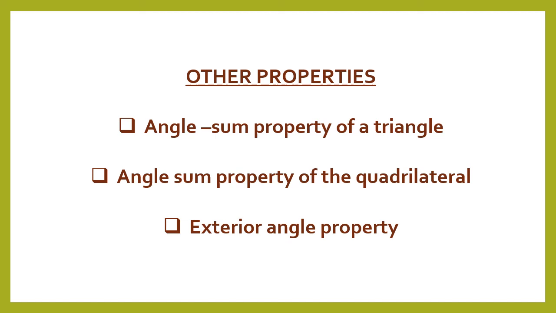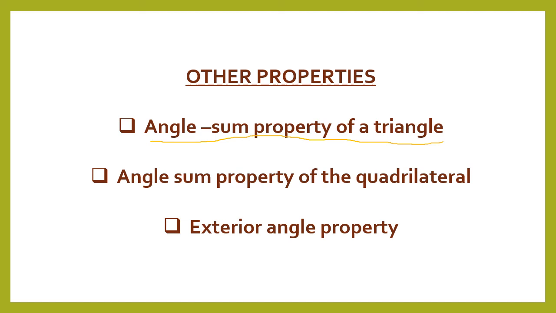And the other properties we discussed in this exercise to solve the problems: the first one is the angle sum property of a triangle. Children, the angle sum property means the sum of the interior angles of a triangle is always 180 degrees. Then the angle sum property of a quadrilateral means the sum of all four interior angles of a quadrilateral is always 360 degrees.